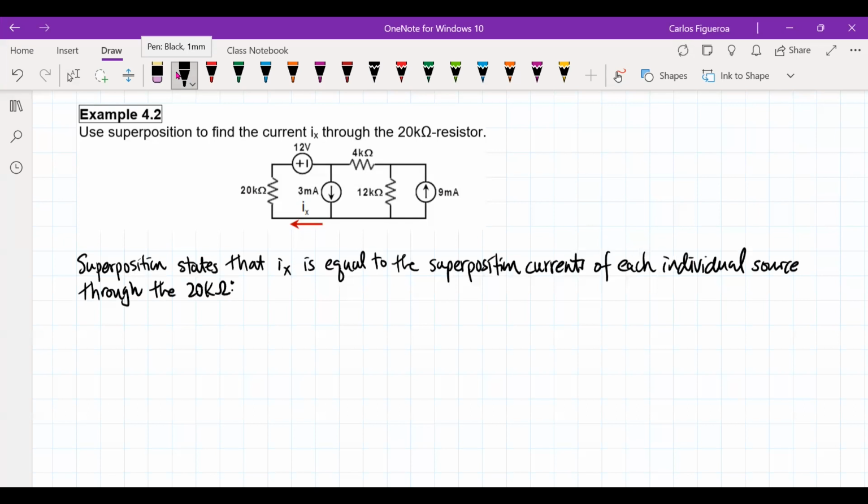So that means Ix is going to be due in part to the 12-volt source through the 20K, plus the 3 milliamp source, plus the 9 milliamp source, all through these sources here. So now I'm going to take each of the individual sources, and I'm going to start with the 12-volt source.